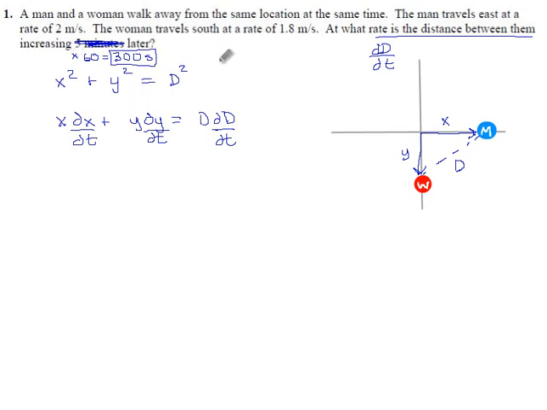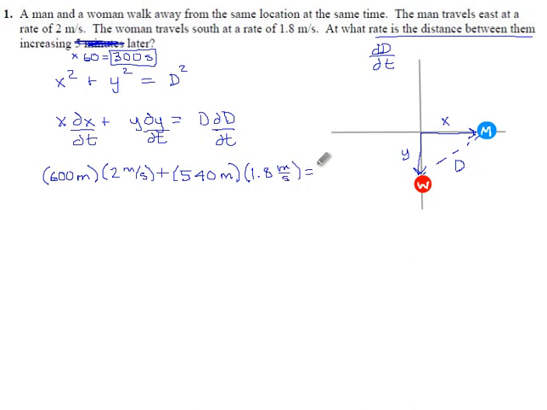Now that we know that, the guy is walking at 2 meters per second for 300 seconds, so the distance in the x direction should be 600 meters. dx/dt is his speed, which is 2 meters per second. Positive, because x is increasing. She's going south at 1.8 meters per second. It's been 300 seconds. 300 times 1.8 means she's gone 540 meters. And her speed is 1.8, also positive, because y is also getting bigger. So there's those two pieces.